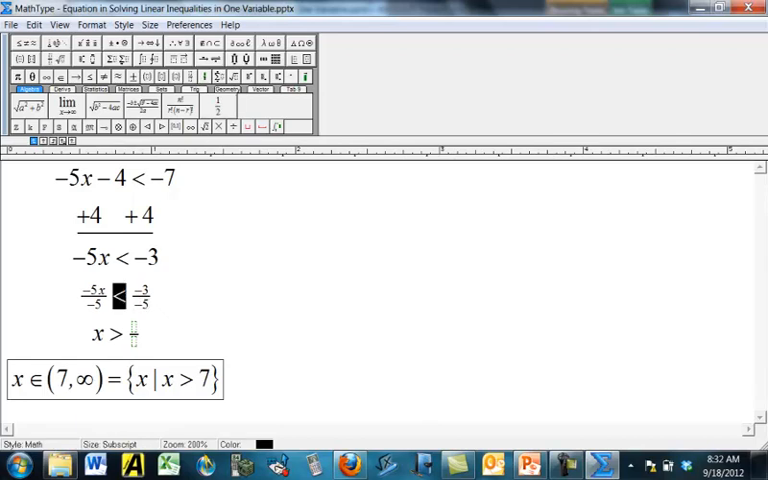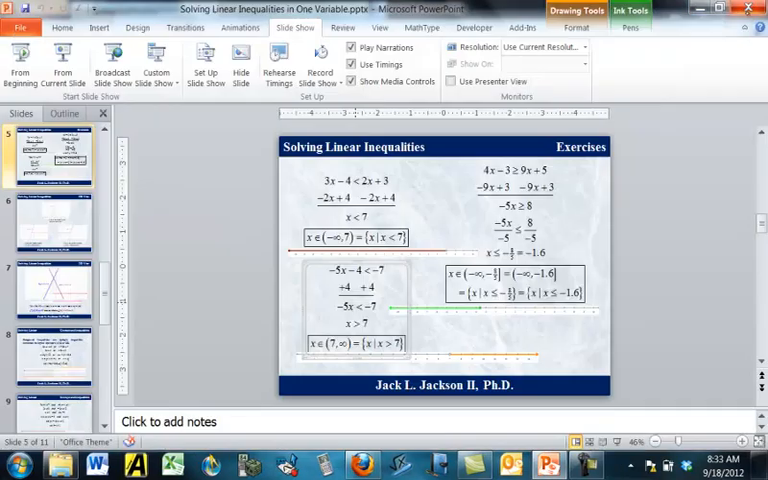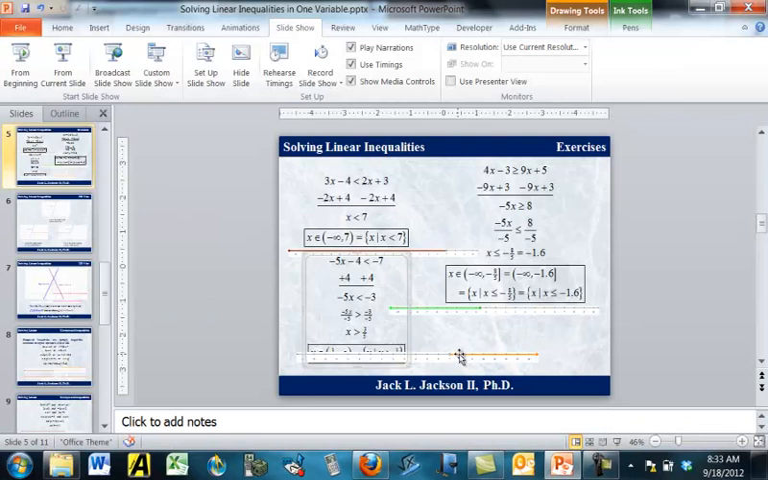But at the point we do this division, we have to switch this to a greater than. And the -5's cancel, leaving x, and this cancels the negatives, and we get 3/5. So we get x is greater than 3/5, or from 3/5 to infinity. Okay, so that's what that should look like.